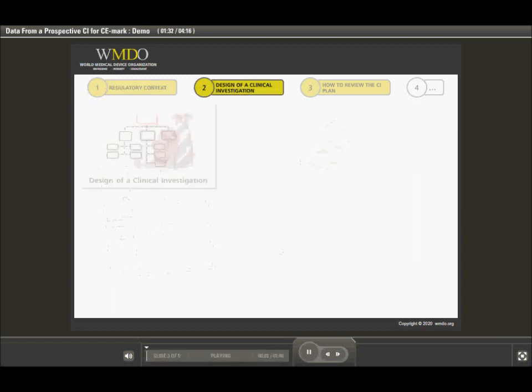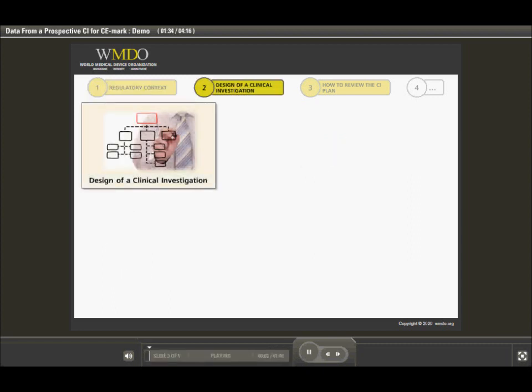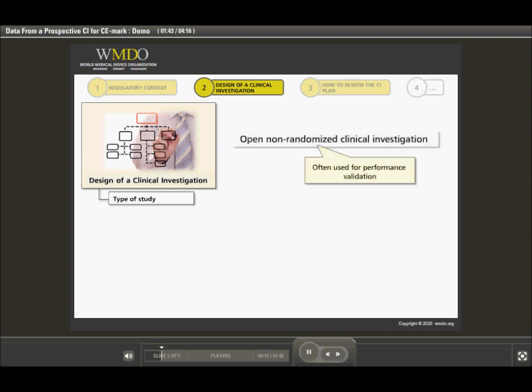What do we mean with study design, as this is quite a complex concept? Study design will first focus on the type of study. For example, an open non-randomized study in which only the specific product is tested without comparison to other existing treatments. This design is very often used for performance validation. The performance of a medical device is inherent to the device itself, and obtaining CE mark does not need demonstration of superiority to another device.